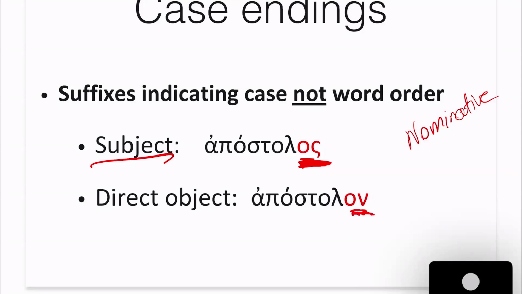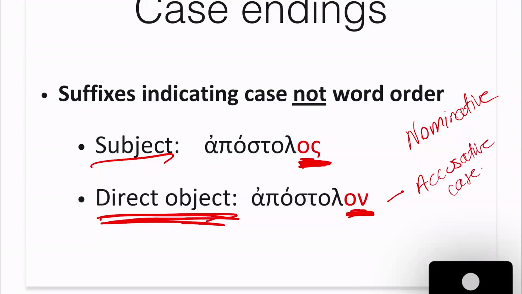However, if I change the ending to on, so now we've got apostolon, I know that this is no longer the subject of the sentence. It's the direct object. This on ending is telling me that it's in the accusative case. And so all of a sudden, something is happening to the apostle. The apostle is being led somewhere, or the apostle is being loved, or something is happening to the apostle. The apostle has now become the object of the verb.